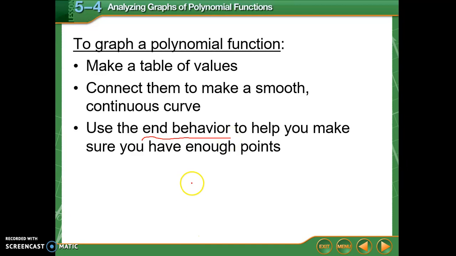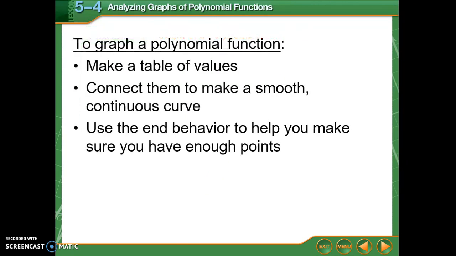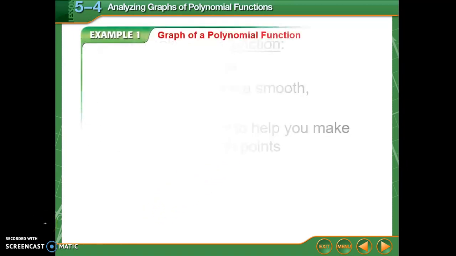So for example, if you know that you have an odd degree function, and these are the only points that you have, then you know that both ends have to go in opposite directions. So you see this end here going up, you know you should probably plug in some more points until you get the ends going in opposite directions, for example.